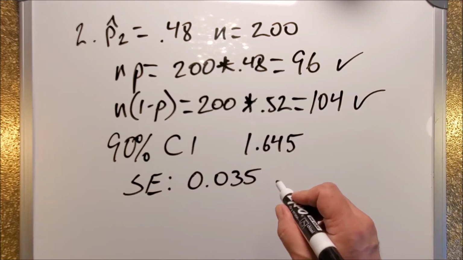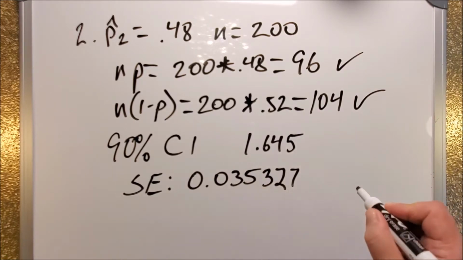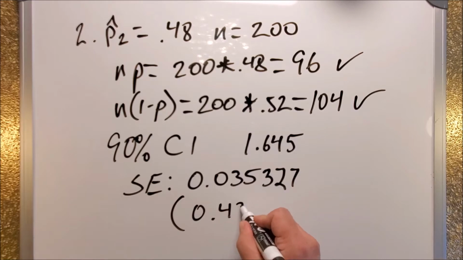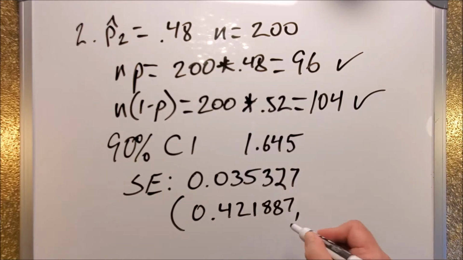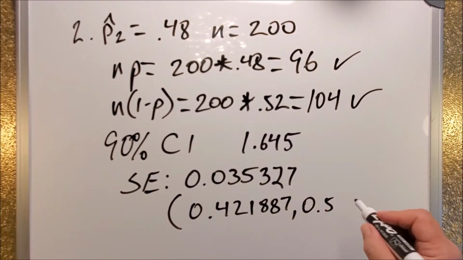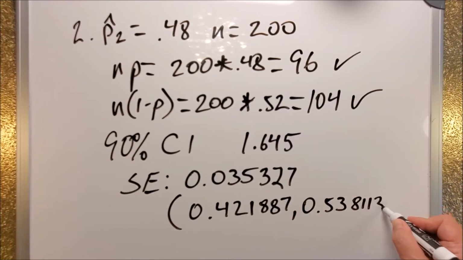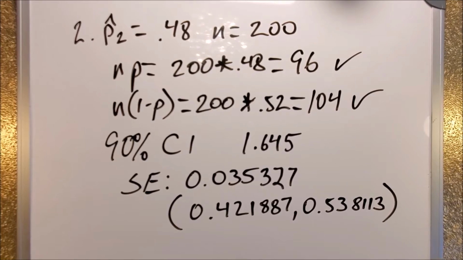I got 0.035327, and that resulted in a confidence interval of 0.421887 and 0.538113. So make sure that you got the same thing as me. Let's do the next one.